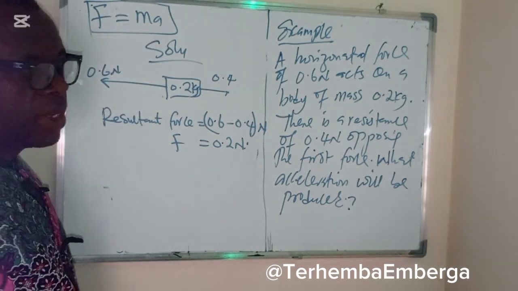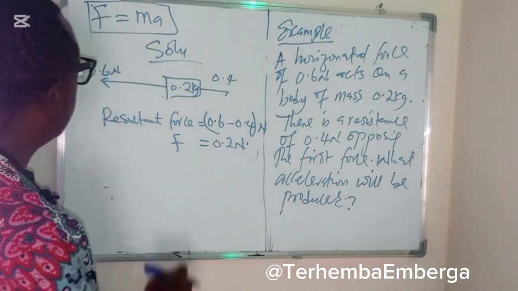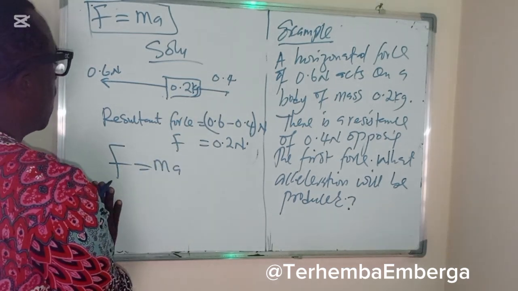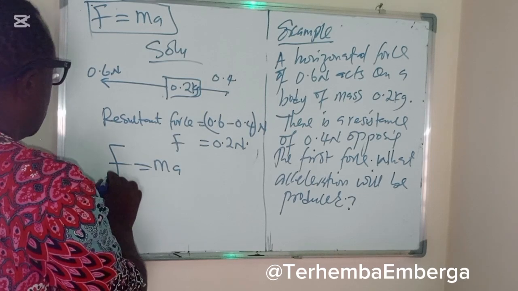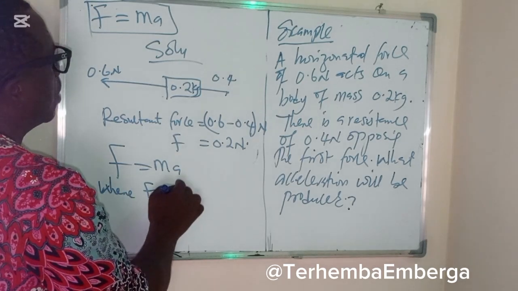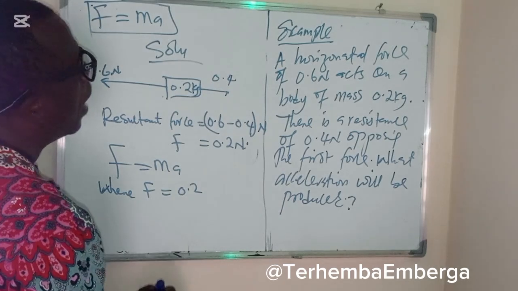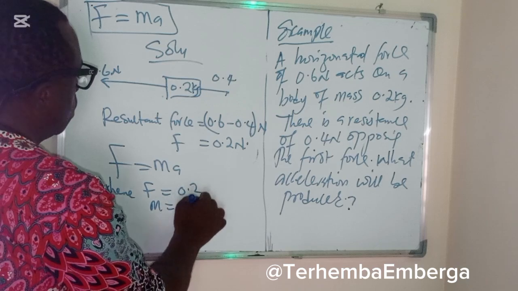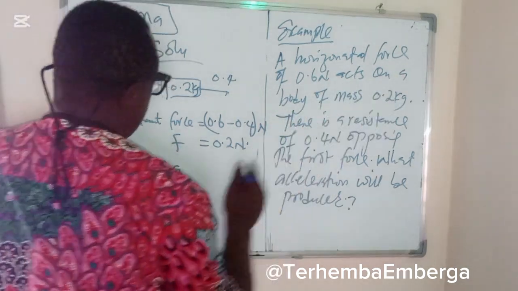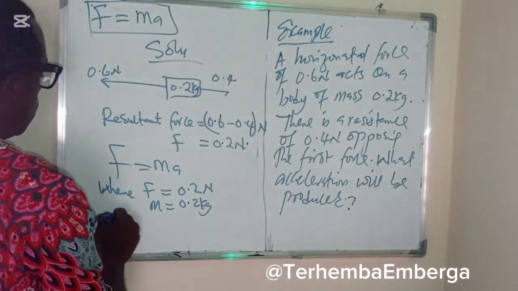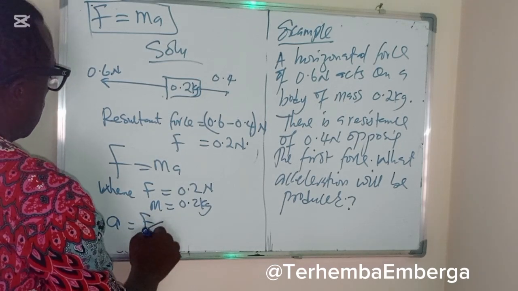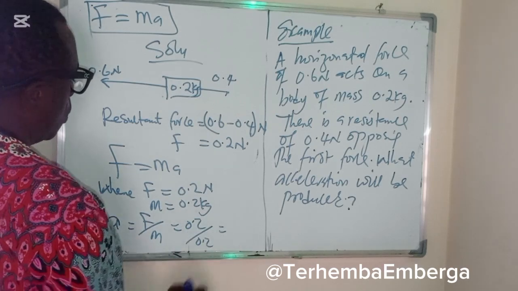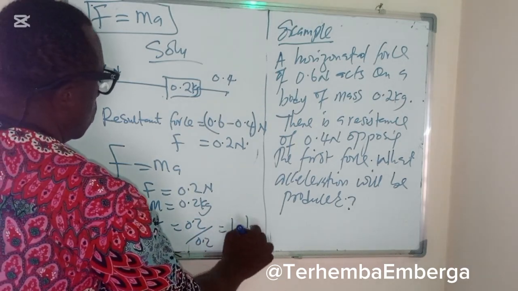We now apply this formula. What we are looking for is acceleration. So we can say that F is equal to ma. Already we have the force as 0.2 Newton, and the mass as 0.2 kg is given here. So acceleration becomes force all over mass, which is equal to 0.2 divided by 0.2, which will give us 1 meter per second squared.